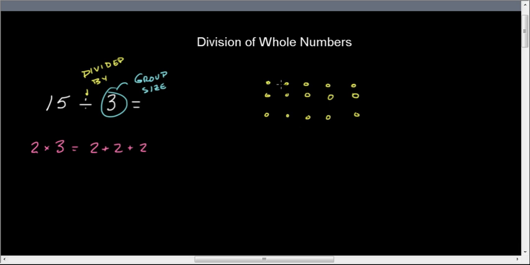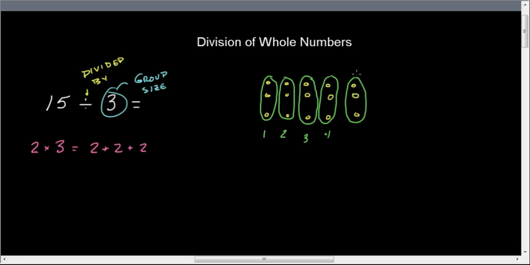So I have 15 things. I take out a group of 3, so I've done that once. I take out another group of 3, and I've done that twice. I continue this, and I do it a third time, and a fourth time, and a fifth time. And I have no more things left. I've gathered up all 15 things perfectly in groups of 3.